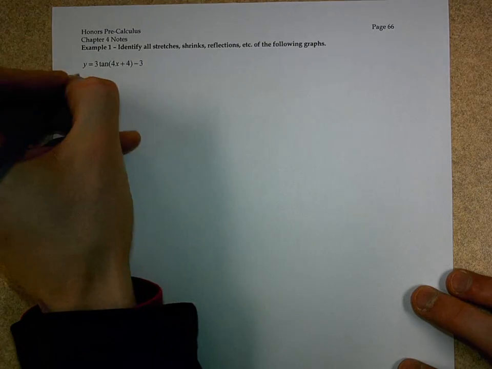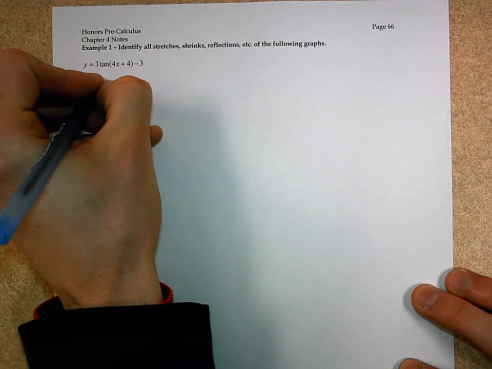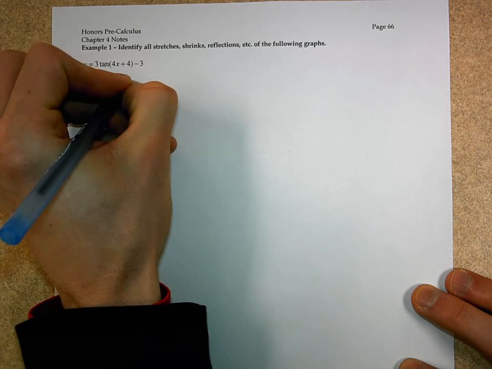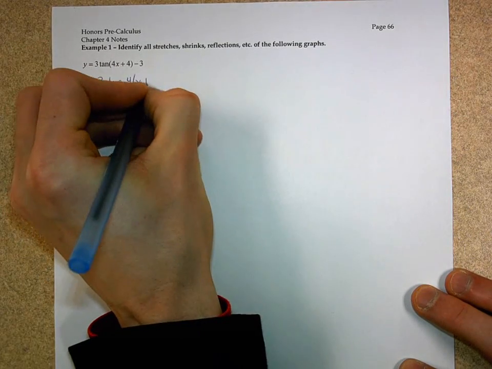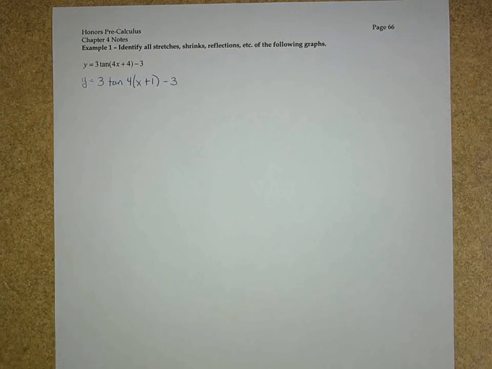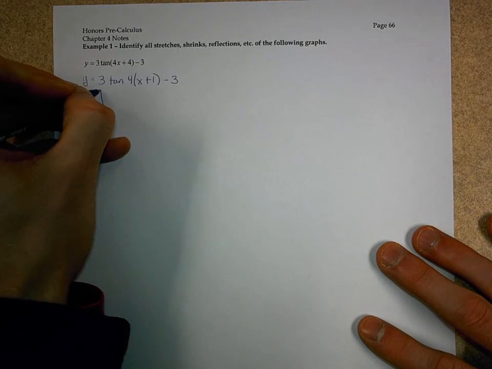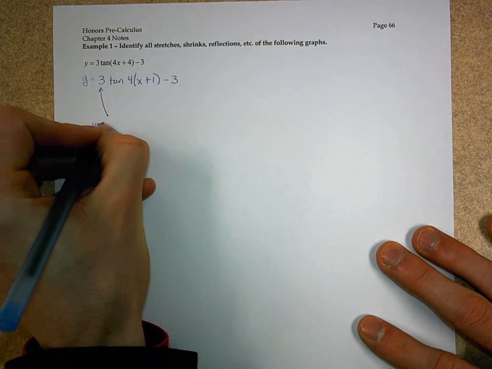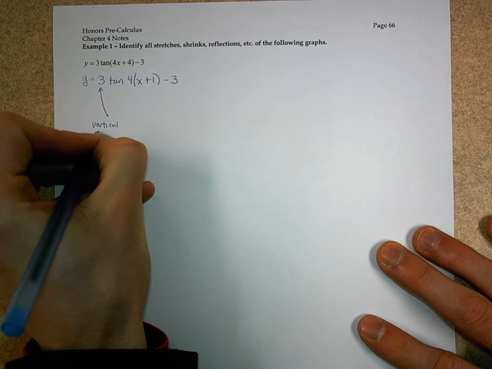Now before we can do that, we need to factor out so that we've got a constant of 1 in front of the x inside the parentheses. So y is equal to 3 times the tangent of 4 times the quantity x plus 1 minus 3. Now that I've pulled that out, I can look at each of the individual pieces. This 3 in front indicates a vertical stretch.